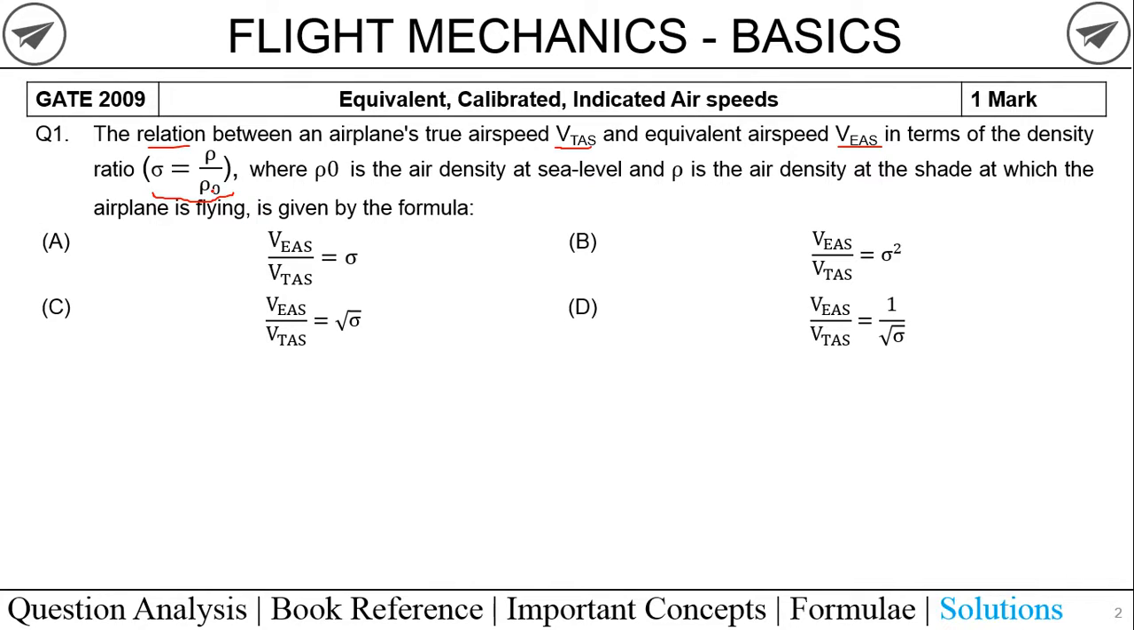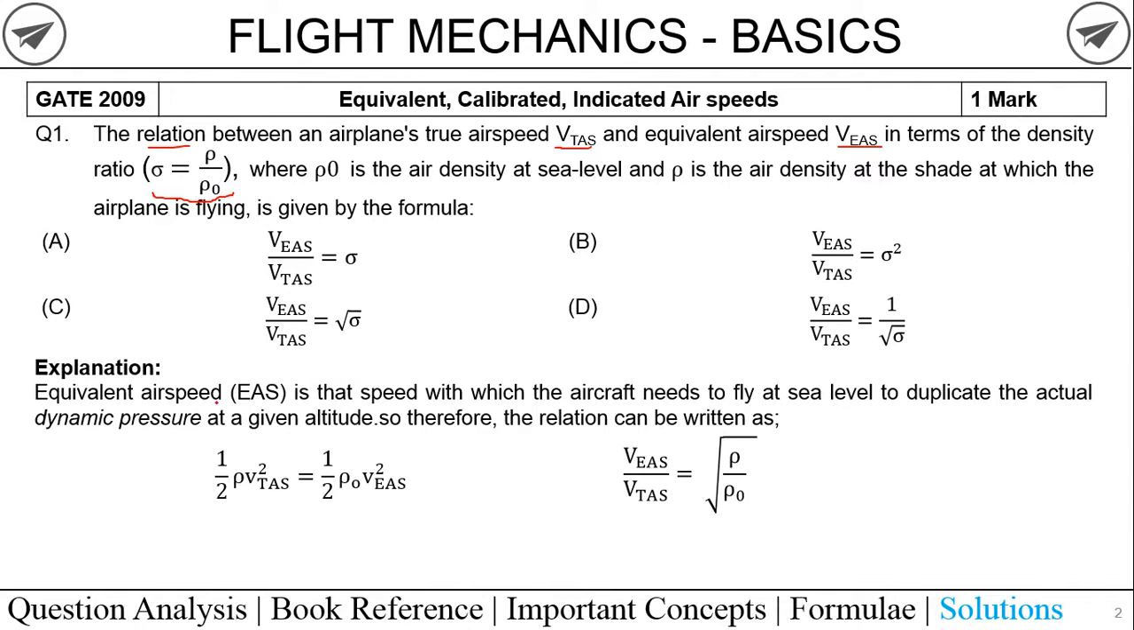So here now, providing the relation, we need to know that equivalent airspeed is a speed with which the aircraft needs to fly at sea level to duplicate the actual dynamic pressure at a given altitude. So based on this, it basically relates the speed at which the aircraft needs to fly at sea level to replicate the similar dynamic pressure at true airspeed at some particular altitude. So this is basically dealing with the dynamic pressure.